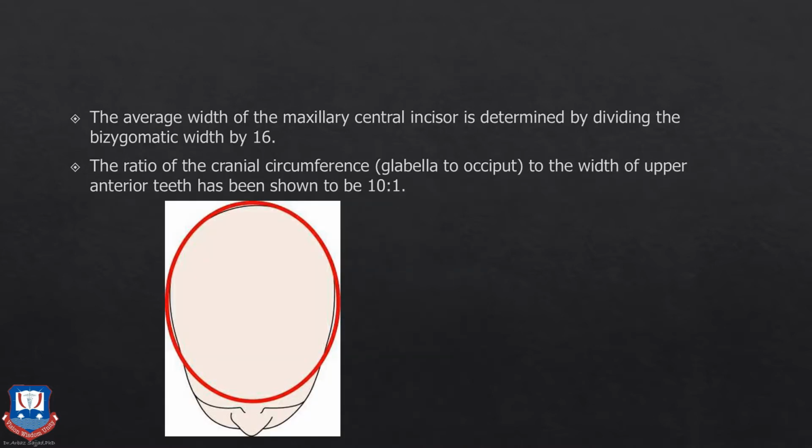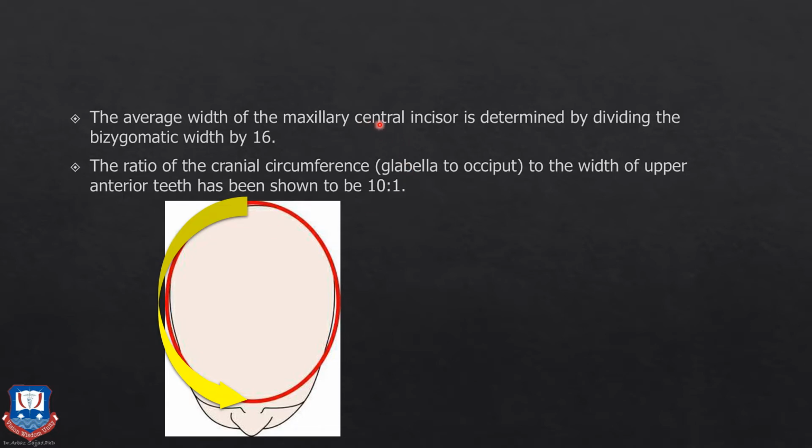Another measurement is the circumference of the head. It is stated that the circumference of the head between the glabella and the occiput is a guide for determining the width of the maxillary central incisor. Once we measure the circumference from the glabella to the occiput, we divide this by 16 and we get the measurement for the maxillary central incisor.